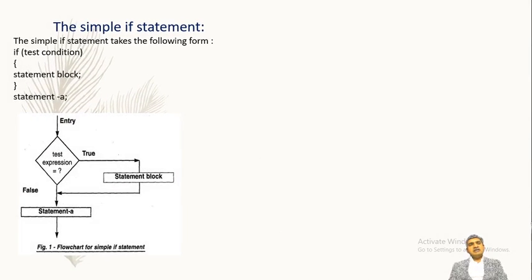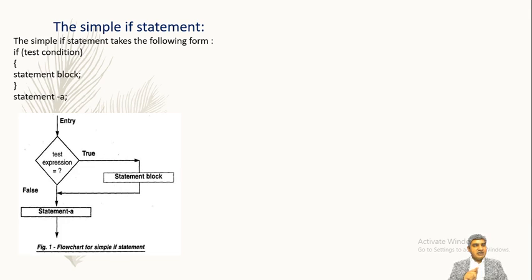Now consider one simple program. Consider a simple if statement. The simple if statement takes the following form. If test condition, if the condition is true, then the statement block is executed. But if the test condition is false, statement A is executed. Here, when the test condition is true, after execution of the statement block, statement A is executed, which is shown in the flowchart.